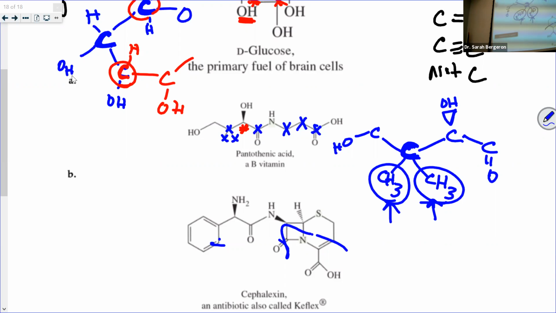How about the next one in line? Why not? This would be a CH2, so we can X that one out. And then next in line is an oxygen. So how many chiral centers do we have? Only one. Only one.